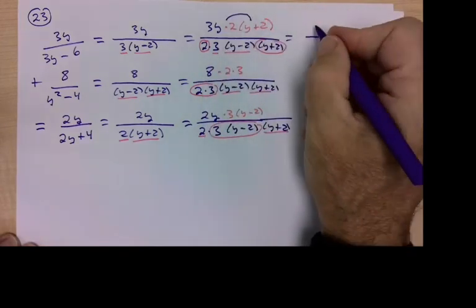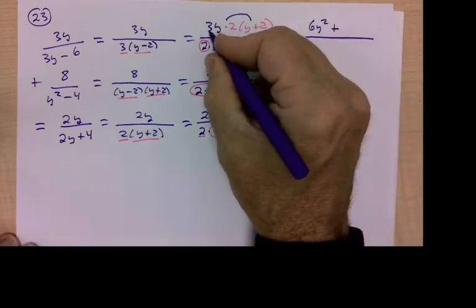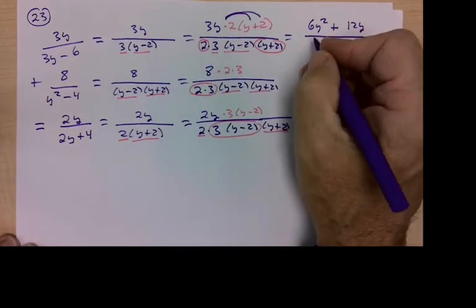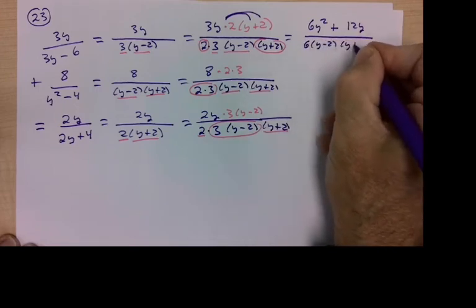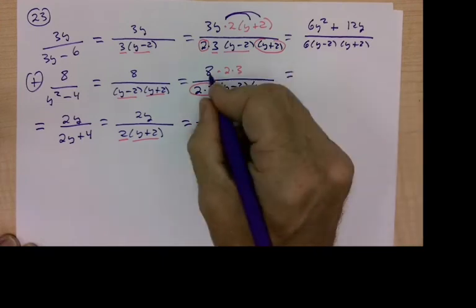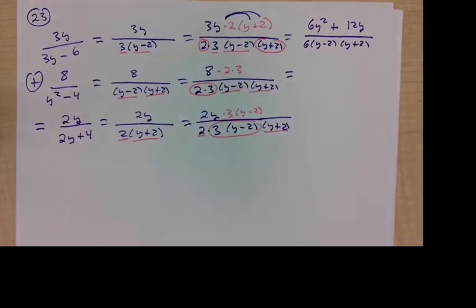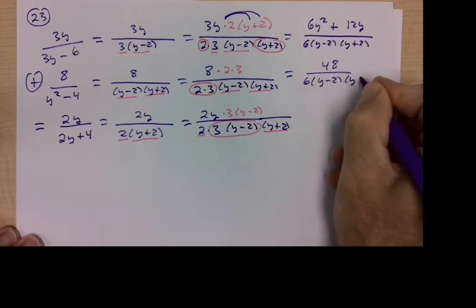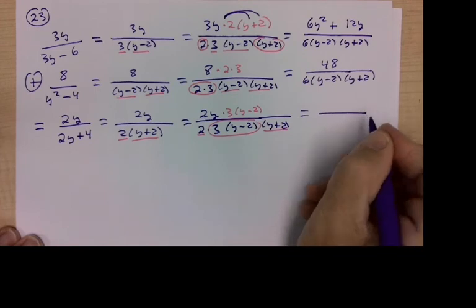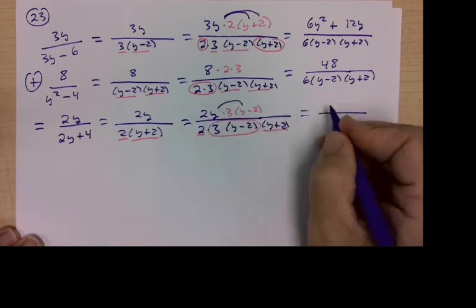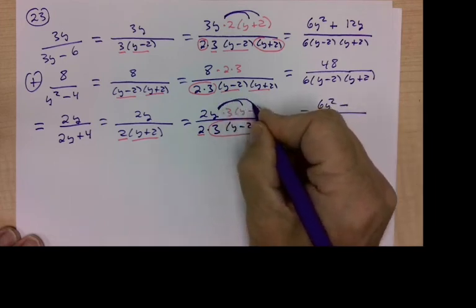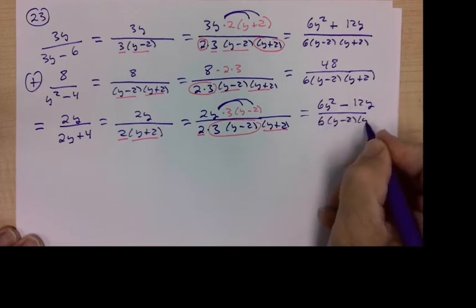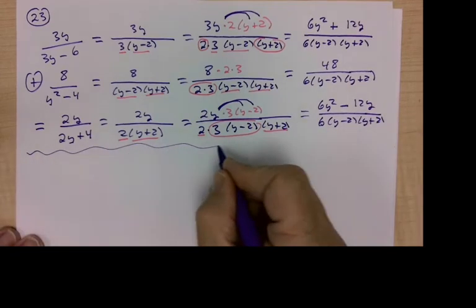6y times y is 6y squared plus 2 times 3y, 6y times 2 is 12y, over all of this common denominator stuff, which is 6 times y minus 2, y plus 2, plus, let's remember we have a plus sign there, 8 times 2 times 3 is 48, over 6 times y minus 2, y plus 2, and then what do we have here? 3 times 2y, 6y again, 6y times y is 6y squared, minus 6y times 2 is 12y, over 6 times y minus 2 times y plus 2.